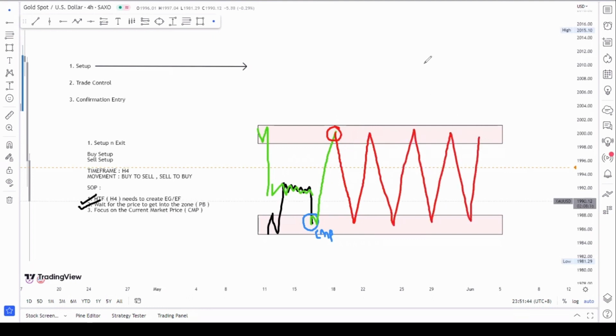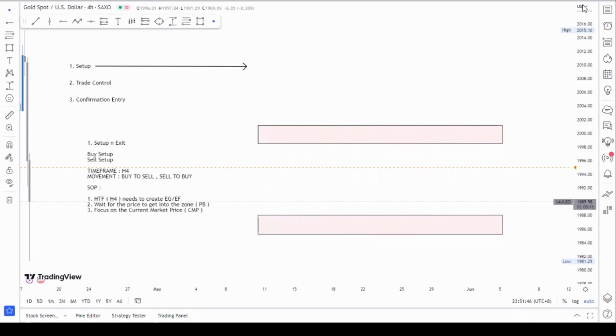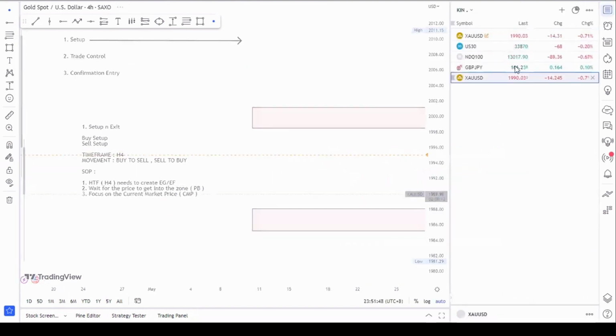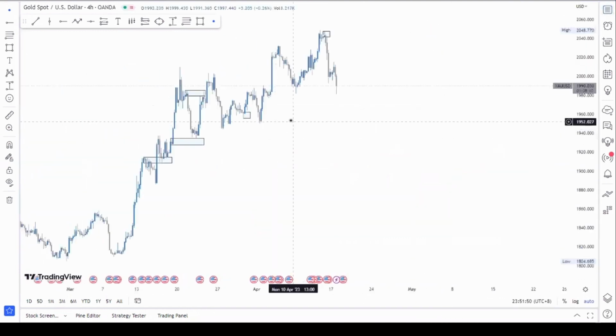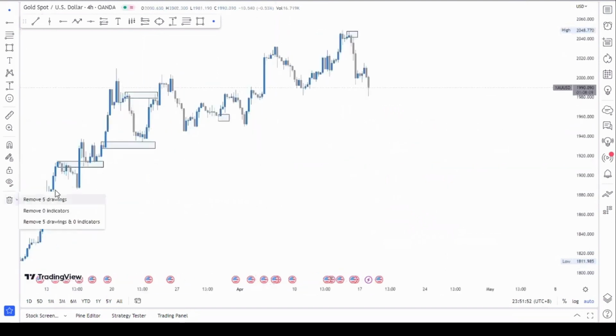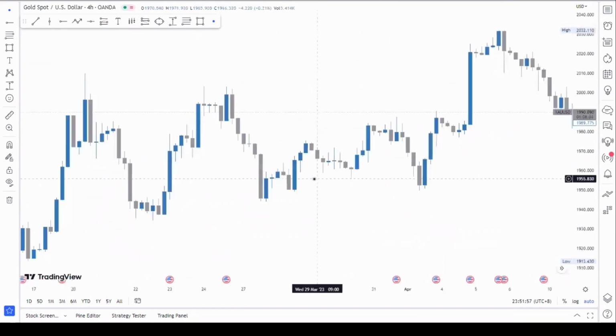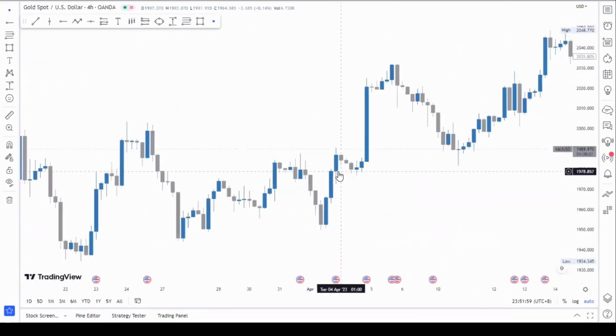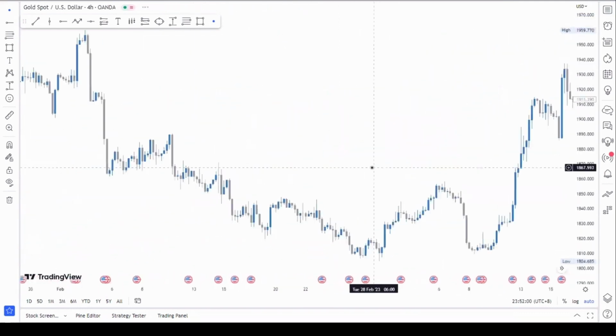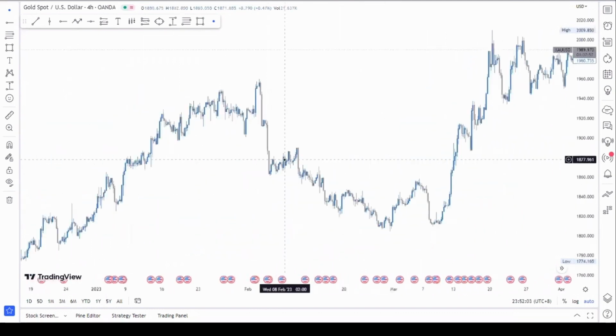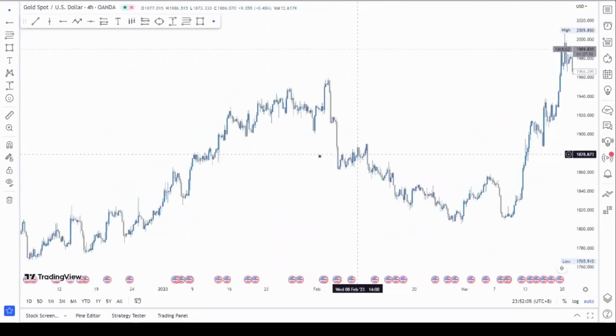So let's look at the chart. As you can see right here, this is the one that I drew for you last night. Let's look at the sideways.